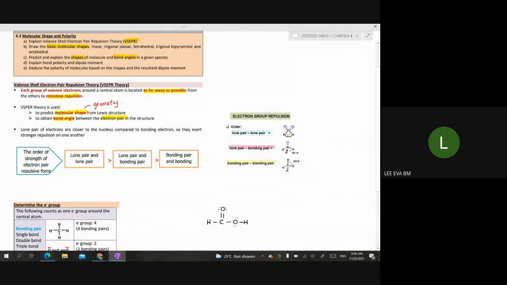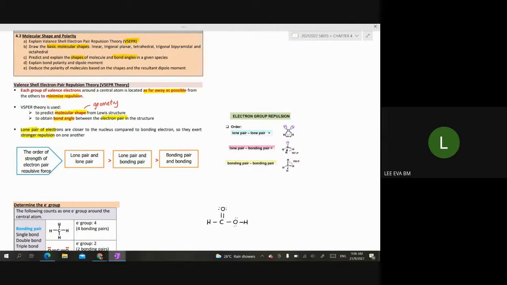Okay, so point number 3, lone pair electrons are closer to nucleus. Therefore they exert a stronger repulsion to one another. So lone pair sebenarnya dia macam satu electron cloud. The space is very big. So that means the repulsions within the lone pair is very huge, instead of you have a bonding pair. So we can arrange the electron pair this way.